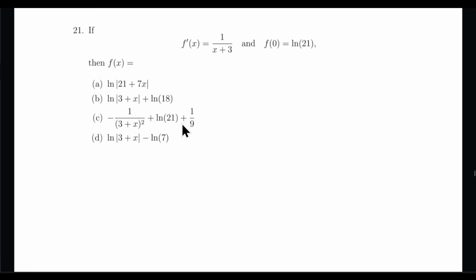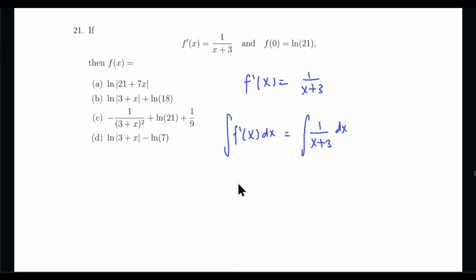All right. If f prime is this and f of 0 is ln 21, then what is f of x? This is sort of like a differential equation, not exactly, there's a separate unit for it. But in a way, f prime x is given as 1 over x plus 3, and to go from f prime to f, I need to find the antiderivative. So I integrate both sides. The integral of f prime x dx equals the integral of 1 over x plus 3 dx. The integral of f prime x is f of x. 1 over x plus 3 is the same as 1 over x parent, so it's ln absolute value of x plus 3 plus c.